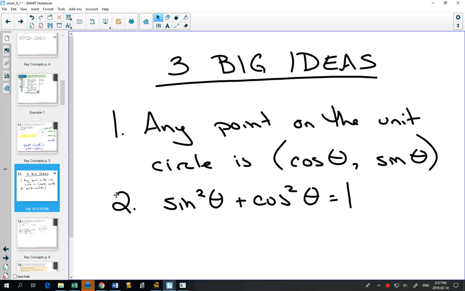Pick your favorite angle. Ilya, what's your favorite angle? 22 degrees, 15 degrees, like 44 degrees, right? So if Ilya was going to write a Valentine to his favorite angle, he'd choose 44 degrees, okay?